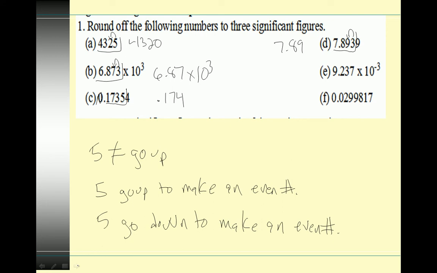7.89. Again, scientific notation, but I'm still looking at the first 4. Does 7 round up 3? Absolutely. 9.24 times 10 to the negative 3rd.